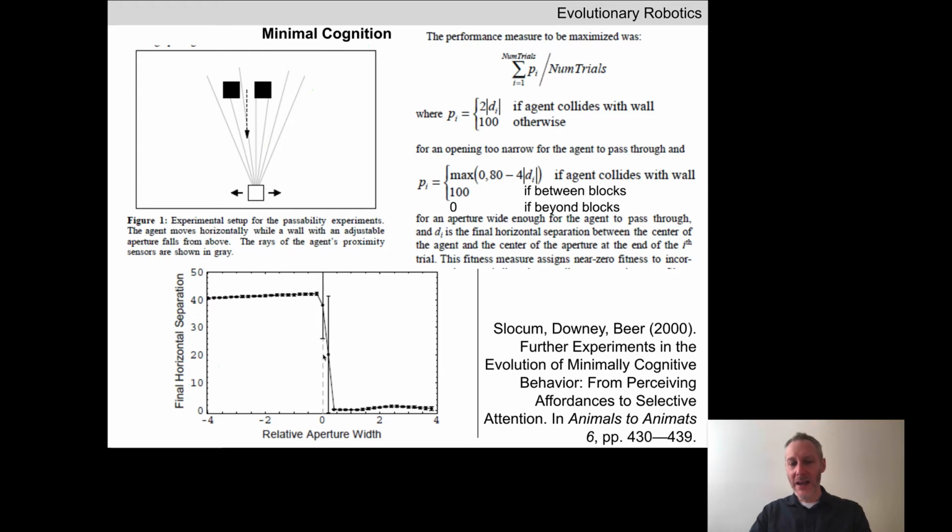It's running away. The average is 20 centimeters. Sometimes up here, it runs away very far. It runs 40 centimeters away. Sometimes it actually tries to thread the gap, right? So this agent evolved to not just recognize the affordance of passability. It's evolved the ability to be cautious.